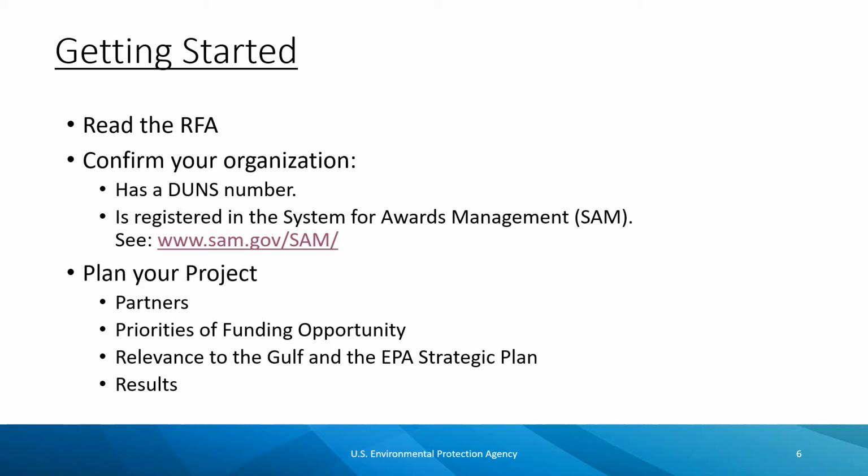Plan your project. When developing your project idea, please keep the following in mind. The project should be developed with partner and community involvement. Both of these items will be evaluated. The project must meet the priorities of the funding opportunity for which you apply. Any projects that do not meet these will be rejected. Your project must be relevant to the Gulf and the EPA Strategic Plan goals. As you are planning your project, be sure to consider the quantifiable results you expect from your project and how those will be identified in your application.